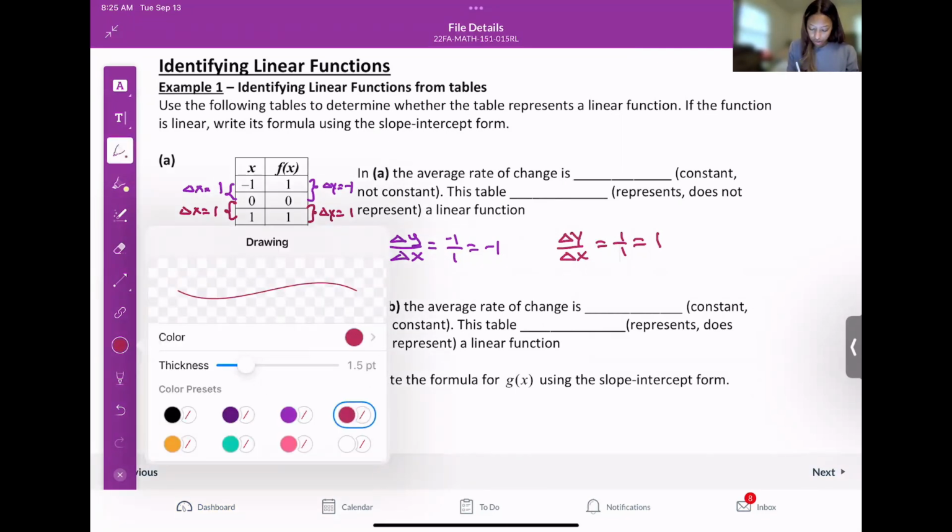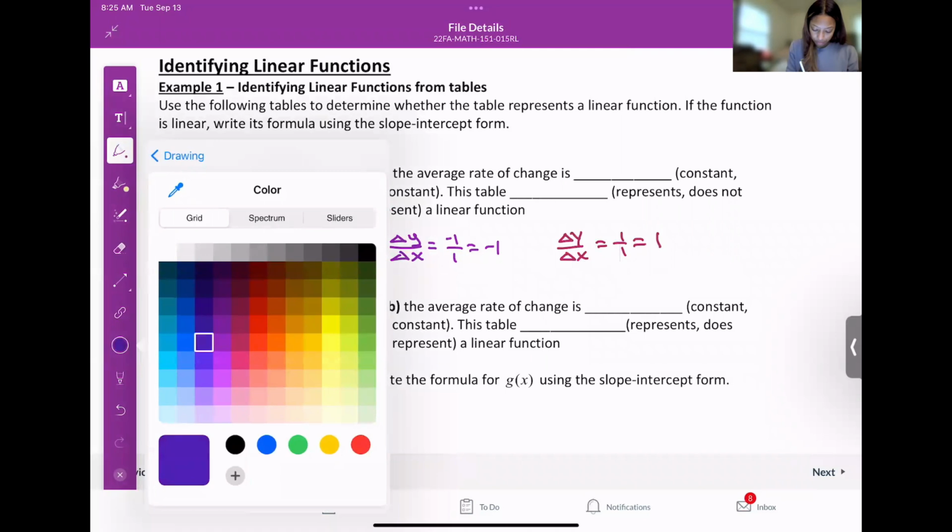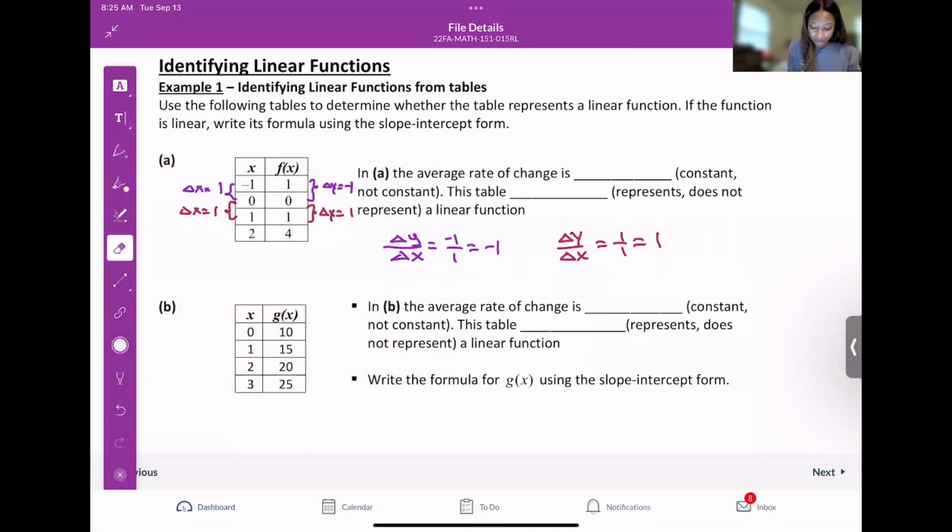Why are all my colors wrong up here? Let's make this one blue. Is that blue? That's blue. All right, then the last one.